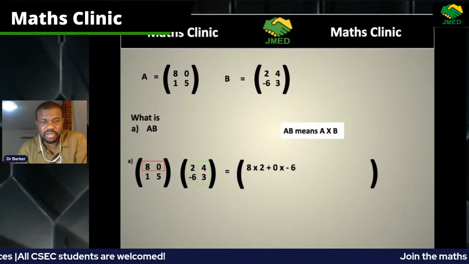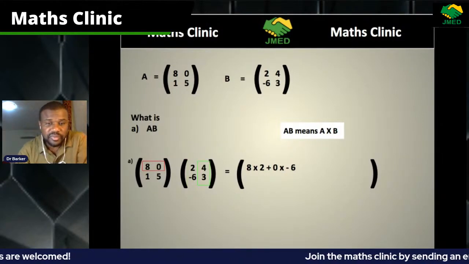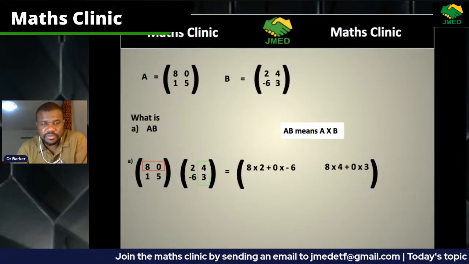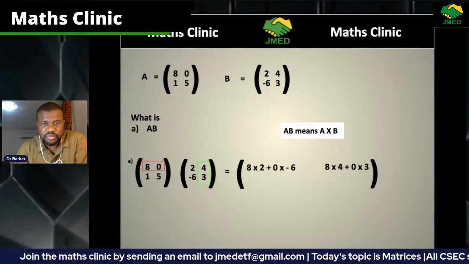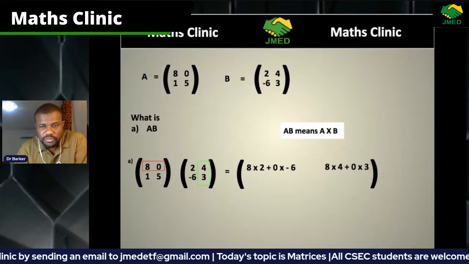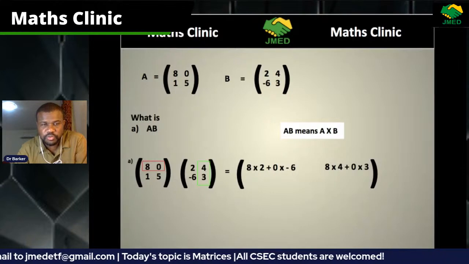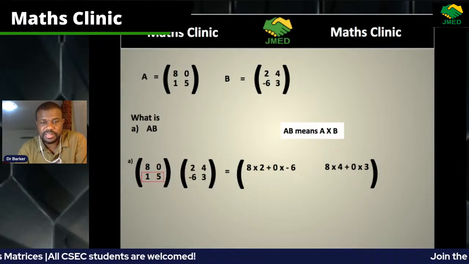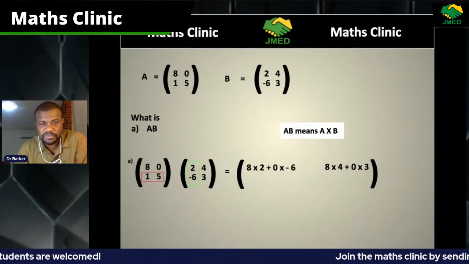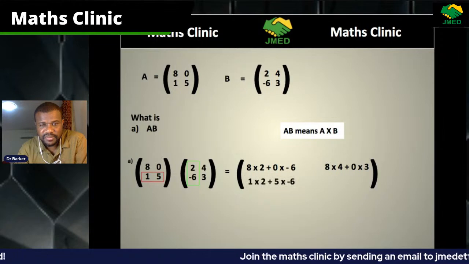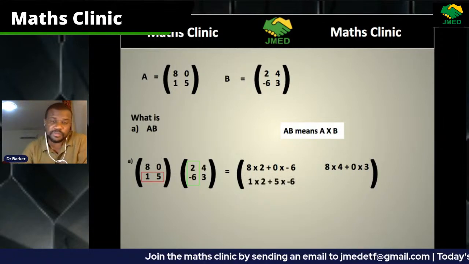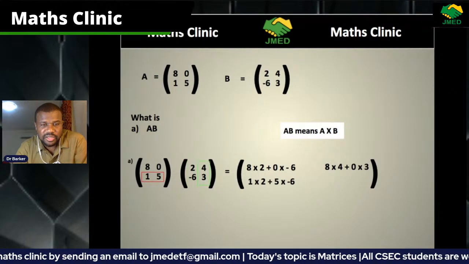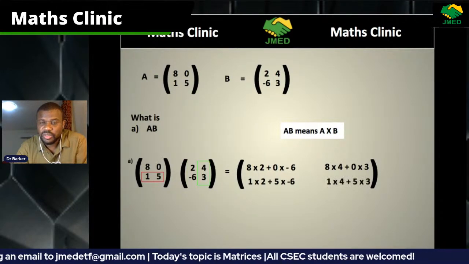Same procedure, but on the second column. And again, it's done the same. And you get that answer. 8 times 4 and 0 times 3. Once you've gotten the first row sorted, we switch to the second row. And we apply the same procedure to the first column to get 1 times 2 and 5 times minus 6. And then we apply the same procedure to the last column. And we'll get this. Now it's not finished as yet.